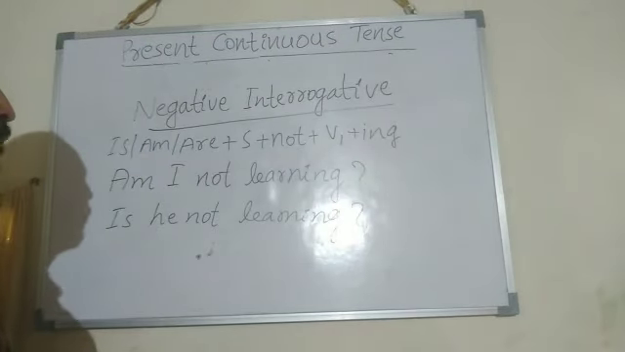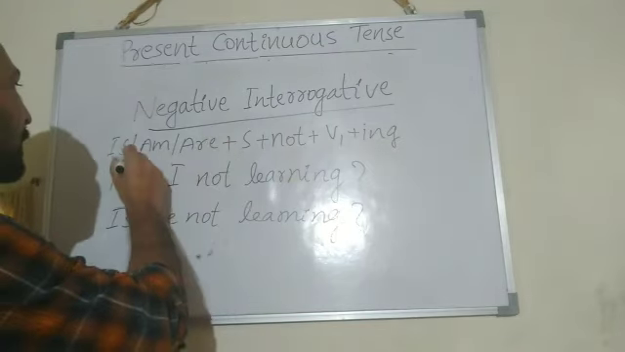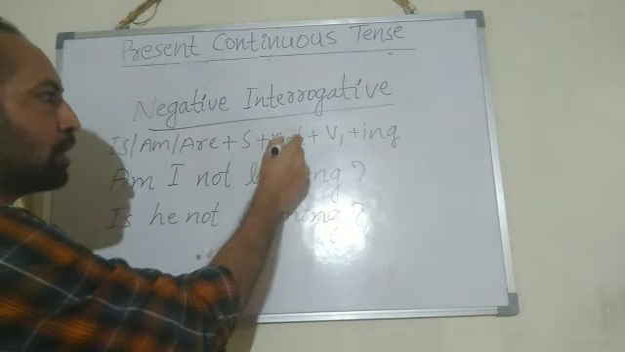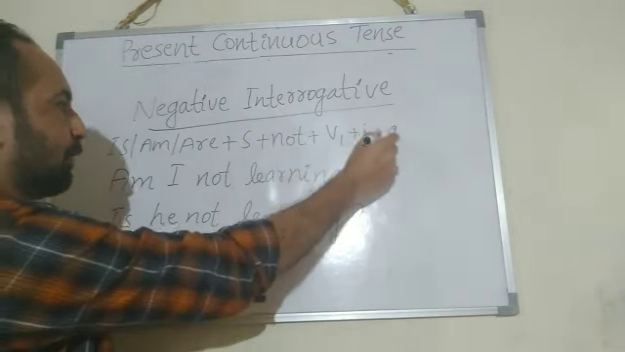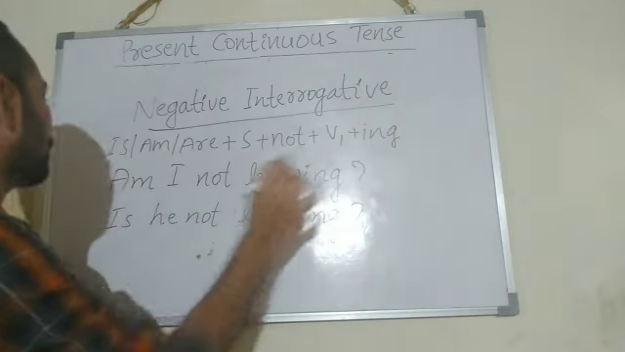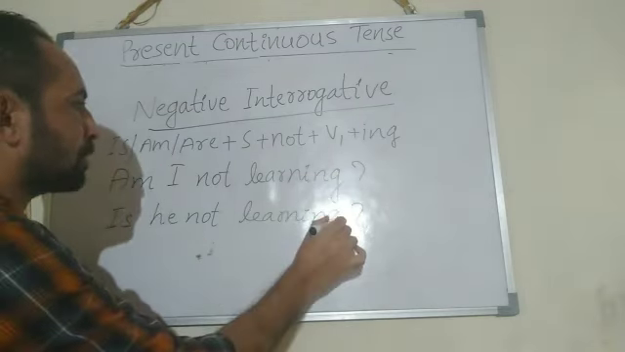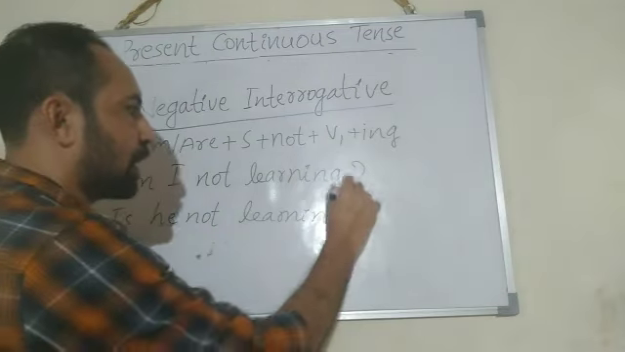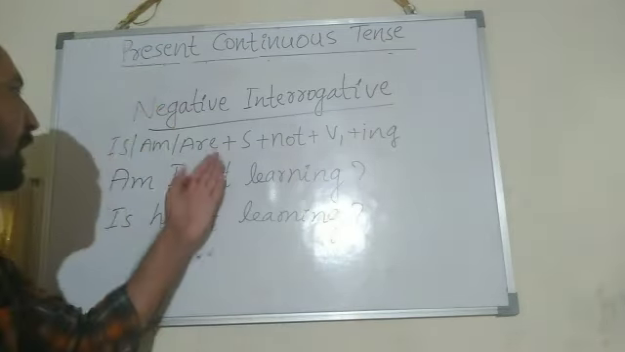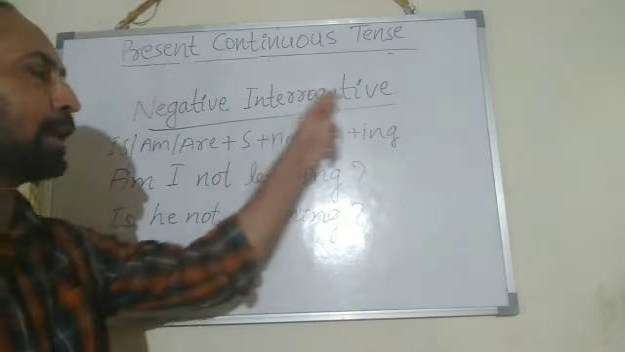Next, negative interrogative sentence. The rule is: am, are plus subject plus not plus V1 plus ing form. Example, am I not learning? Is he not learning? And you have to put a question mark in the end. These are examples for negative interrogative sentence.